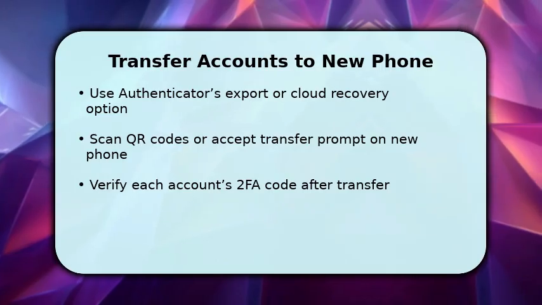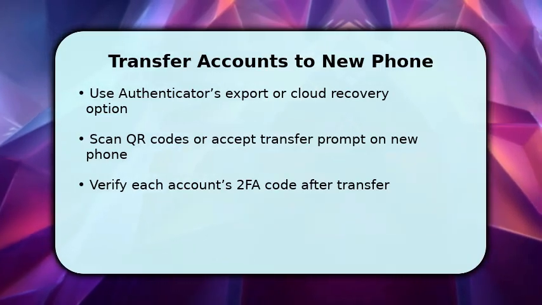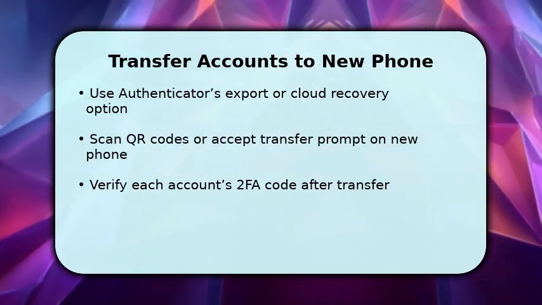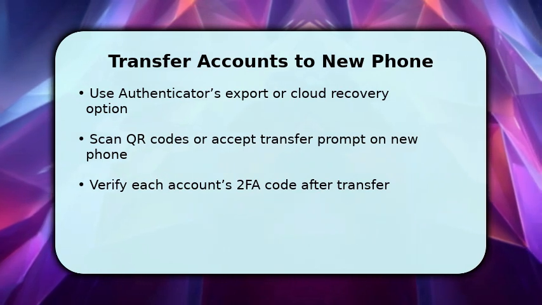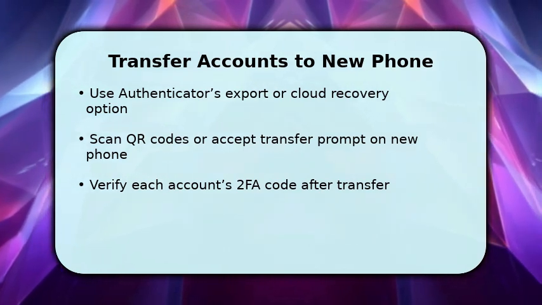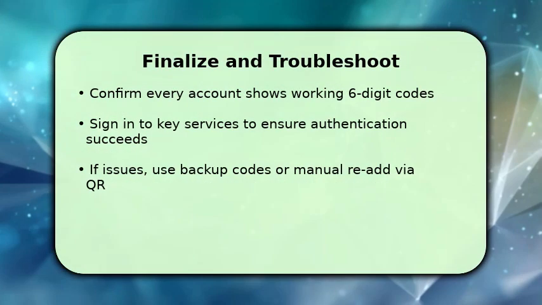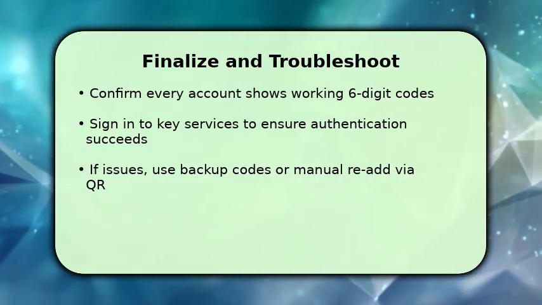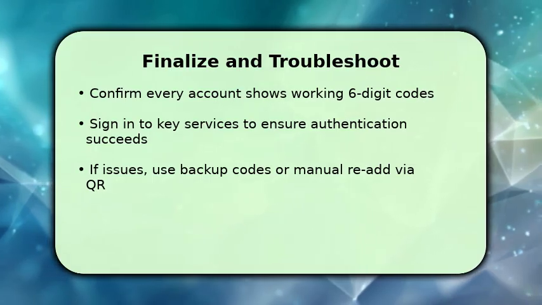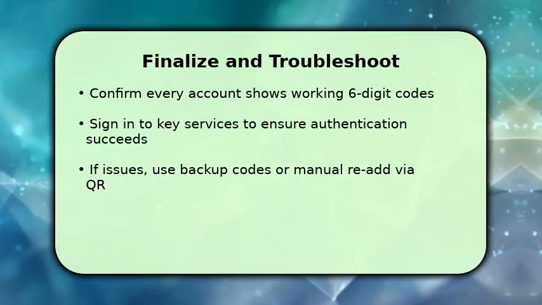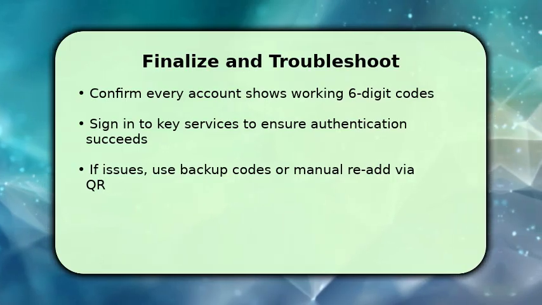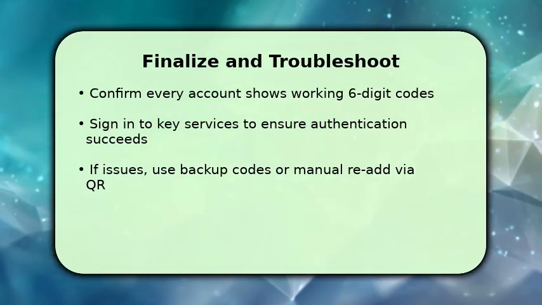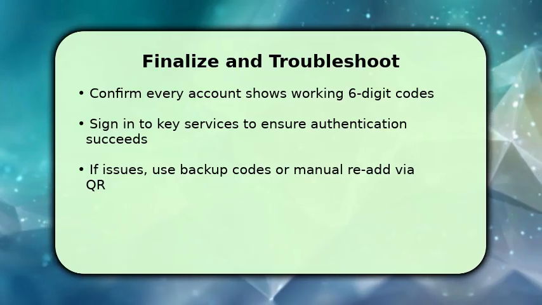You must verify each restored account by entering a one-time code on the service to confirm the link. This prevents lockouts later. Finish by validating that each account on the new phone generates usable 6-digit codes. You should sign into your most critical services, email, work apps, banking, to confirm 2FA succeeds. Once satisfied, remove accounts from the old phone or uninstall Authenticator if you no longer need it.